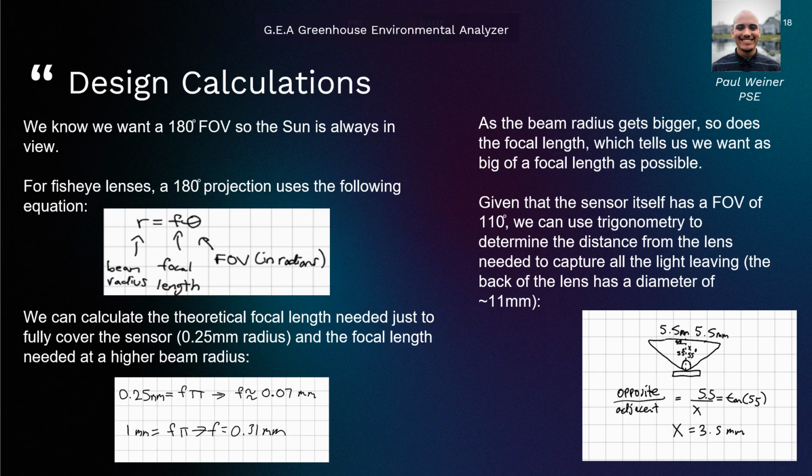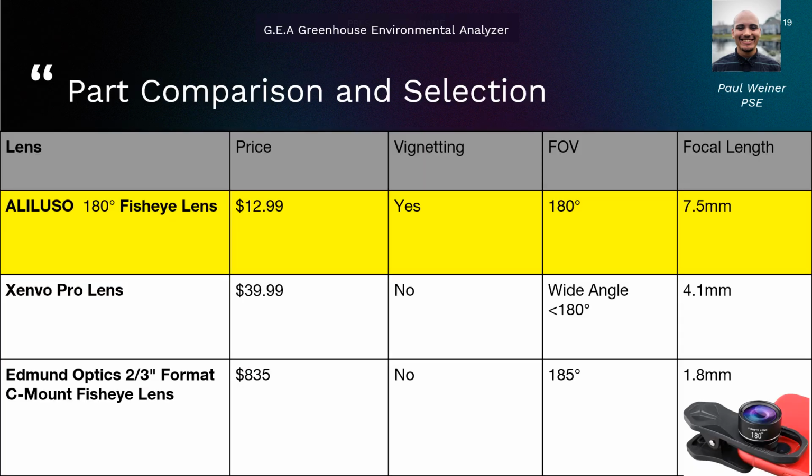Given that the photodiode has a field of view of 110 degrees and that the back end of the fisheye lens has a diameter of about 11 millimeters, I used trigonometry to determine that the lens would need to be 3.5 millimeters away from the photodiode so that all the light leaving the lens would be captured. As stated on the previous slide, we chose the Alaluso fisheye lens primarily for two reasons, namely that it has the largest focal length and that it is the cheapest option.